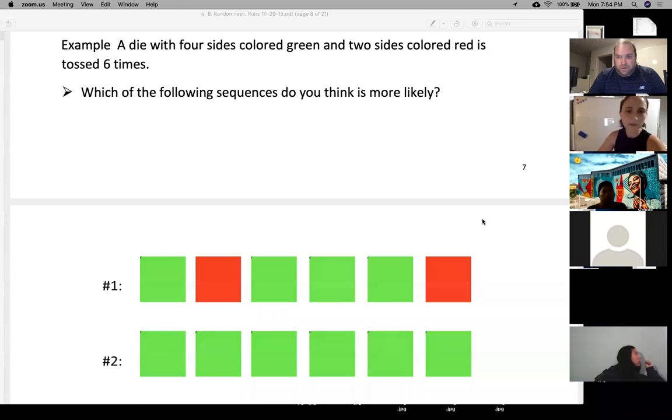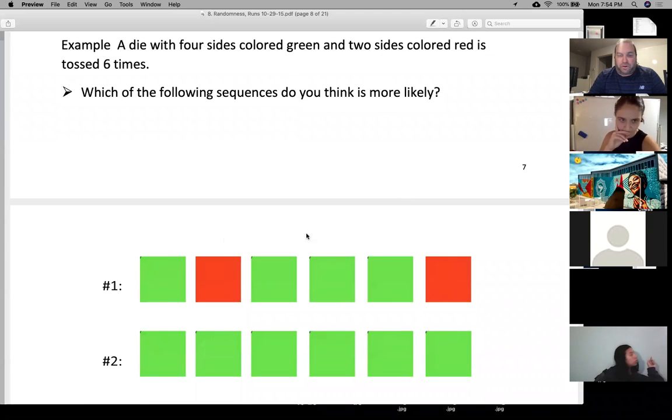Oh, is it 4 factorial? No, wait. Is it 6 times 4? What was the question? How many ways are there of getting 4 greens out of 6 flips?